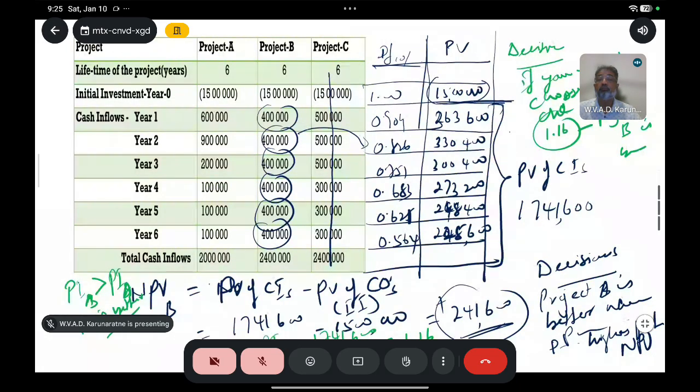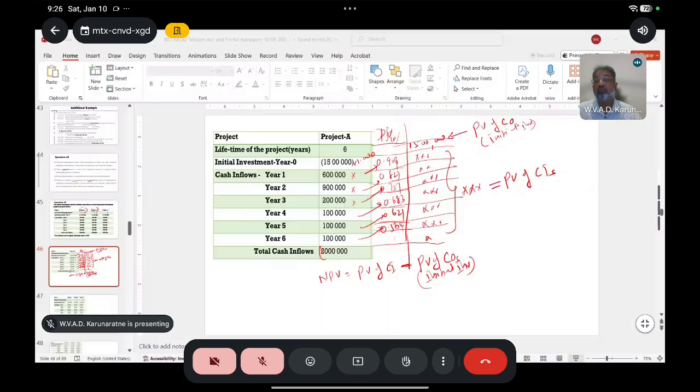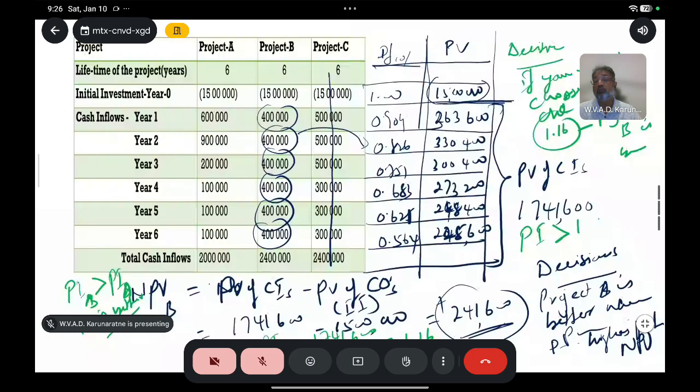If you have a number of projects and enough resources or funds to invest, you can accept a project if the profitability index is greater than 1 or equal to 0, but subject to the available capital, right? Available capital.